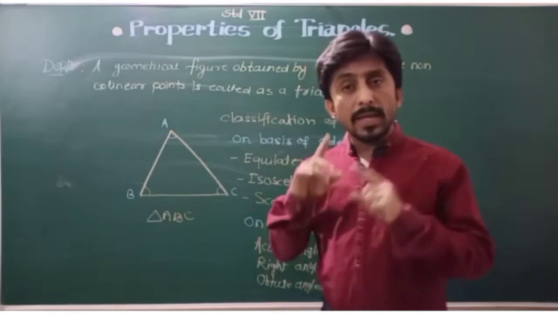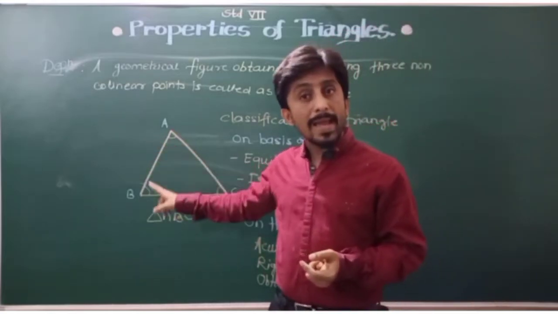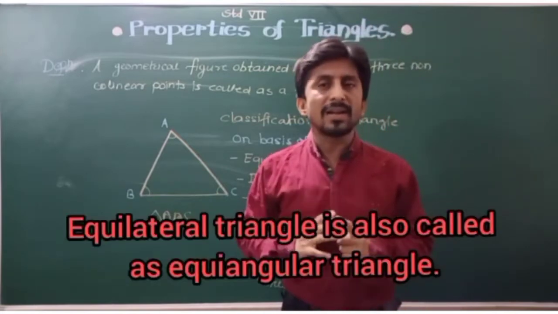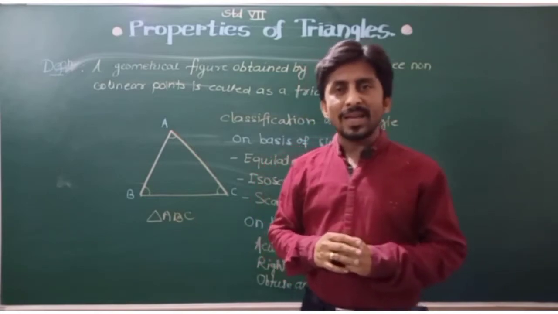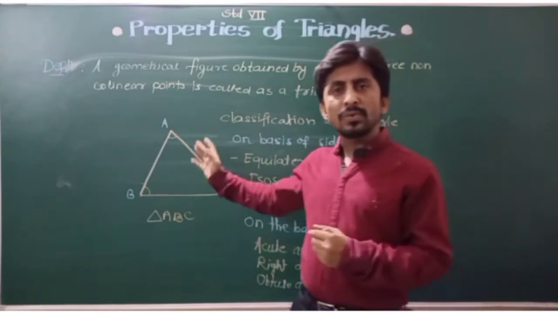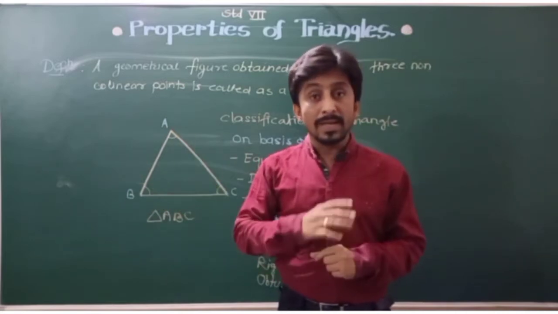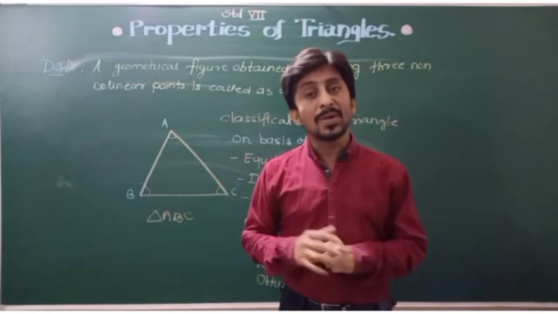Remember, in equilateral triangle, if all sides are equal, then all angles will also be equal. And therefore, equilateral triangle is also called an equiangular triangle. Okay, in isosceles triangle, two sides are equal, therefore two angles are also equal. In a scalene triangle, as no sides are equal, no angle will be equal.